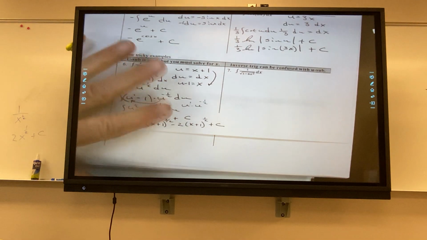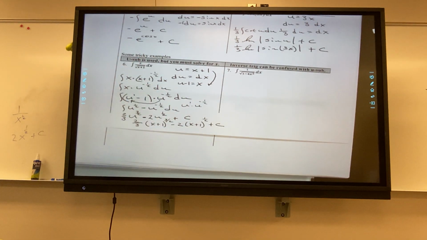Let me see if I can help with one of these problems. Oh, did we finish 6, or did we find what x is? Did we solve for x yet, or no? For which one? 6. Did we complete number 6? Yeah, this is right here.